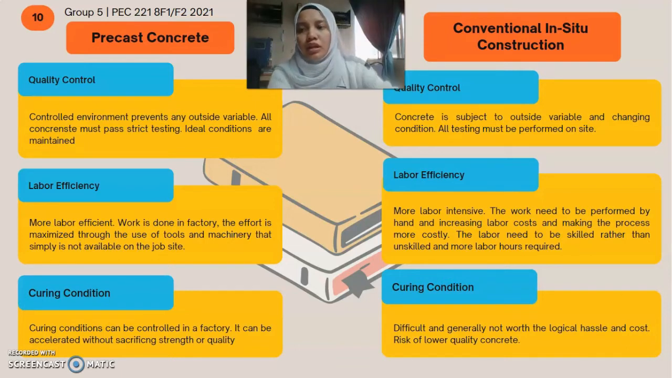Next, we will look at labor efficiency. Precast is much more labor efficient because work is done in a factory. The effort is maximized through the use of tools and machinery that simply are not available on the job site. Therefore, with site casting, what might be done with a machine has to be performed by hand. This is much more labor intensive, thus increasing labor costs and making the process more costly.